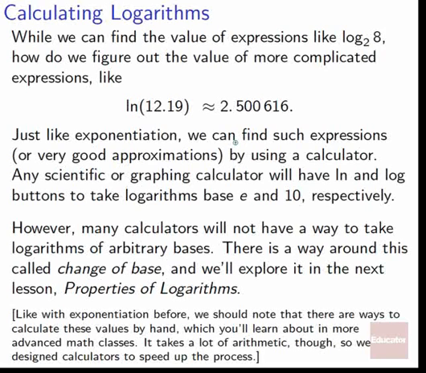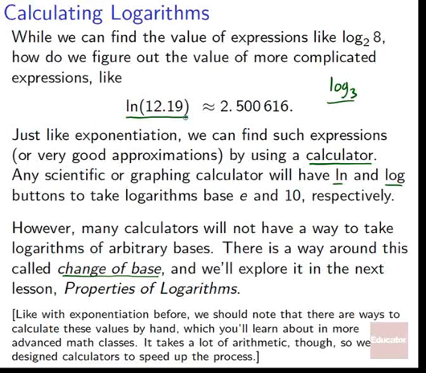So for calculating logarithms, just like exponentiation, we can find the expressions, or a very good approximation, by using a calculator. Any scientific or graphing calculator will have natural log and log base 10 buttons to take logarithms base e and 10, respectively. However, many calculators will not have a way to take logarithms of arbitrary bases. So if we had like log base 3, most calculators won't have an easy way for us to just get what is log base 3 of some number. But there is a way around this, and it's called change of base. So if you do need to take the log base 3 of some number, check out the next lesson, Properties of Logarithms, where we'll explore how you can change from one base to another. So the way that you calculate complicated logarithms like this is you generally just use a calculator.